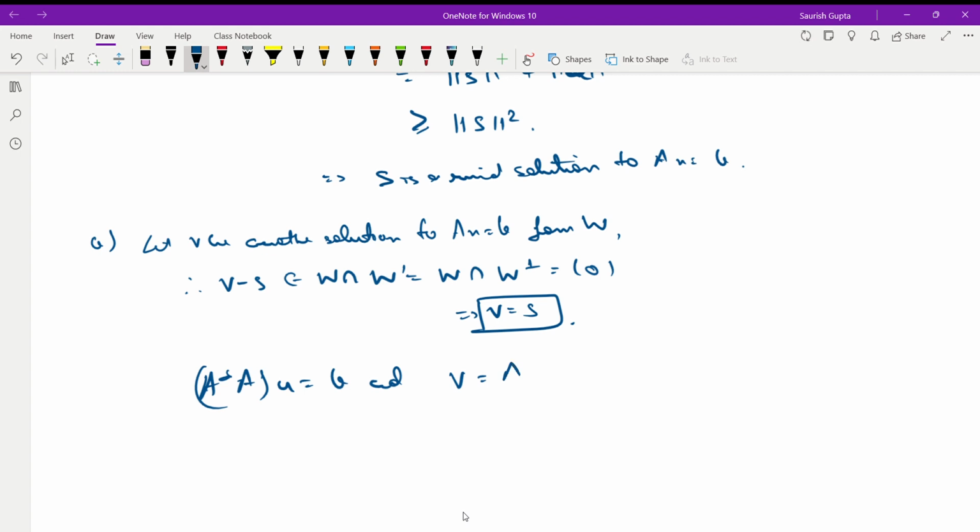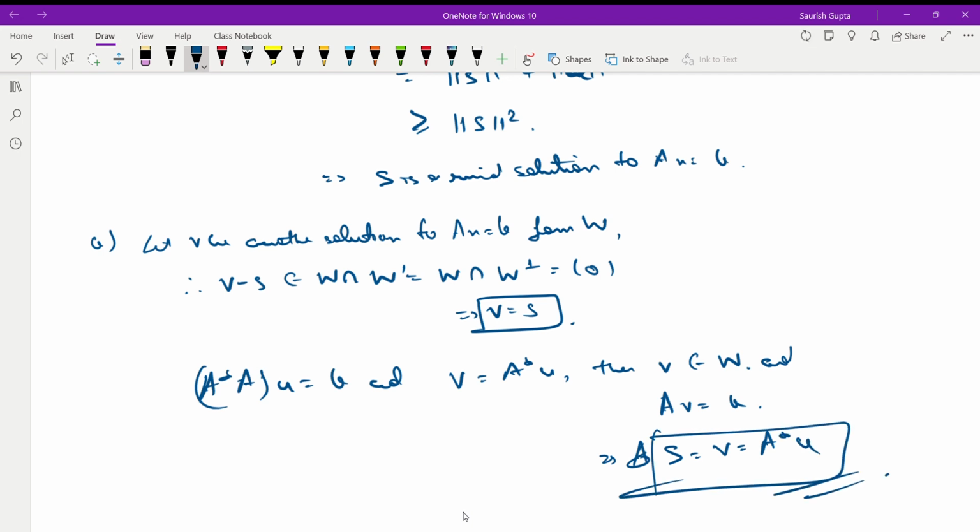Now if you consider A A star U to be B, and you can choose V to be A star U, then clearly V comes from W, right? Because W by definition is the range of the linear operator induced by A star. So this is a fact, and then you are choosing A star U to be V, so you are getting AV equals B as well. But if AV equals B when V is in W, then you should have V equals S, and V equals A star U, right?